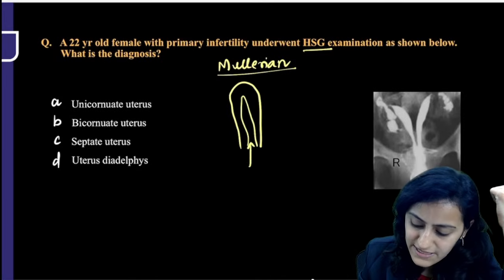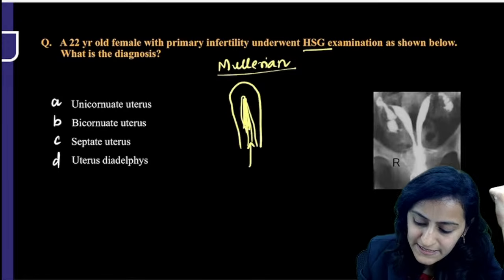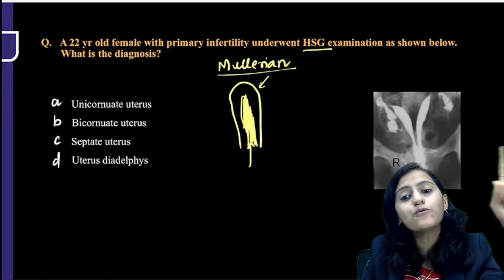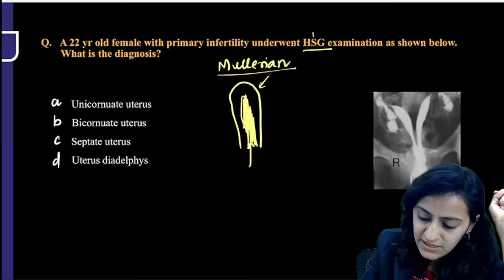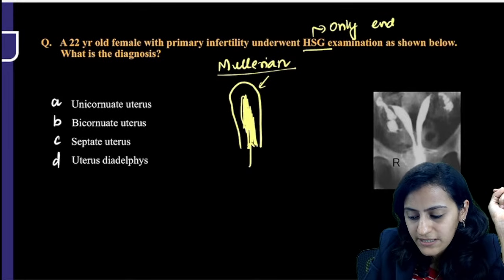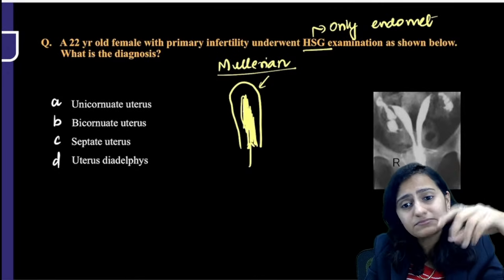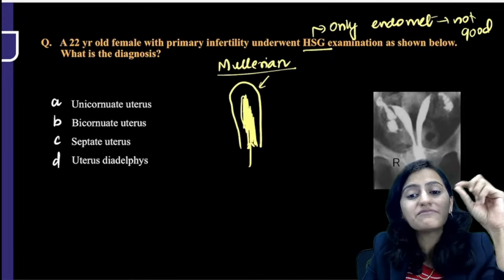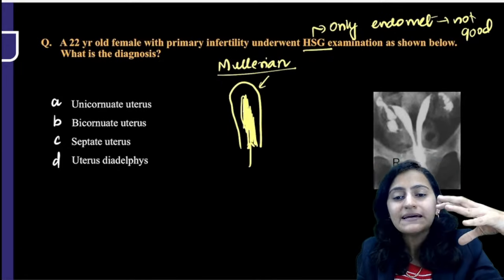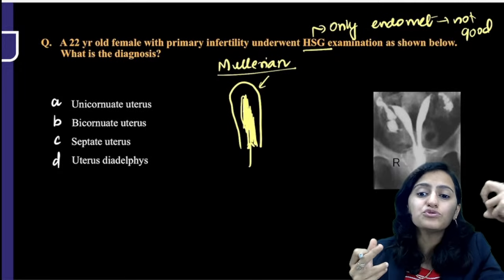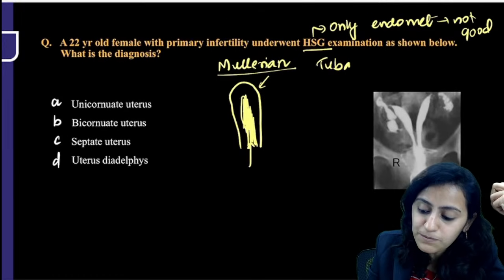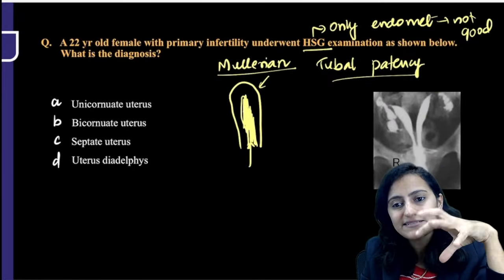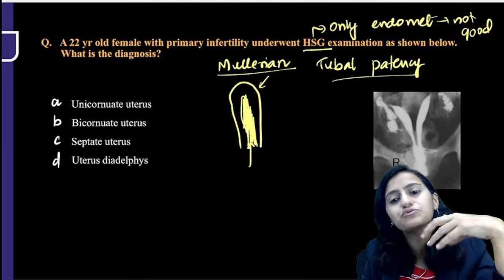So when we are cannulating the cervix and pushing the contrast, it's only the endometrial cavity that we are seeing. We don't see the outer surface of the uterus in HSG. Therefore, it is not a very good investigation for uterine anomaly. The primary indication in practice to do HSG is to look for tubal patency, to rule out the tubal cause of infertility. It is not done basically to identify the uterine anomaly.